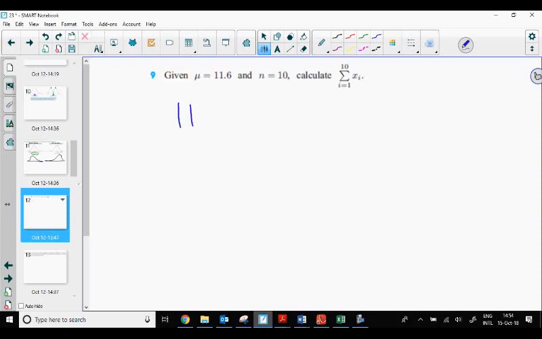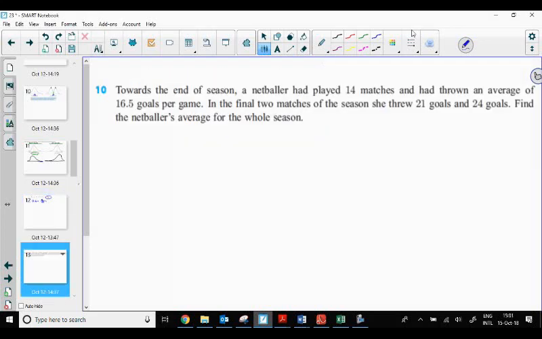So I know that 11.6 is equal to this thing, the sum of all my data divided by how many data points there are, which is 10. Oh, so what is the sum equal to? It's equal to 116. So easy.